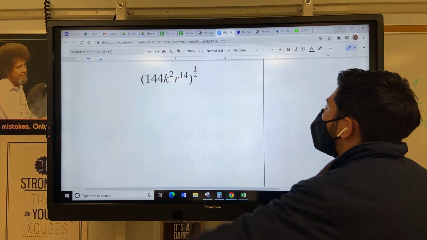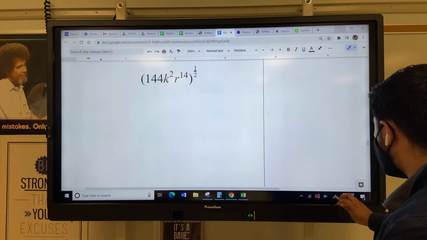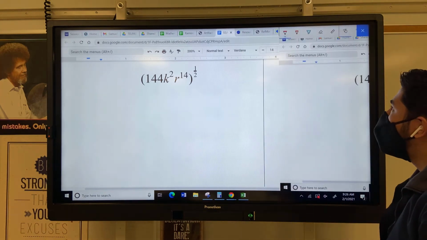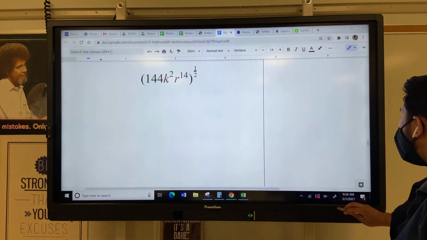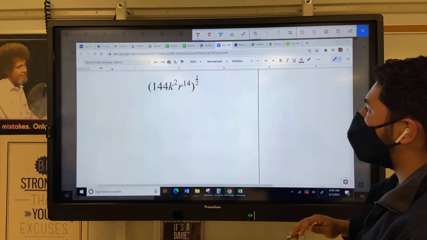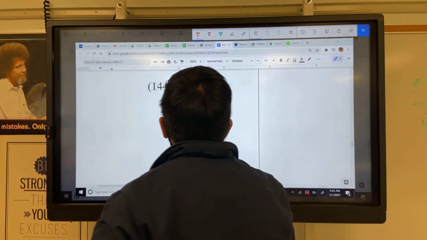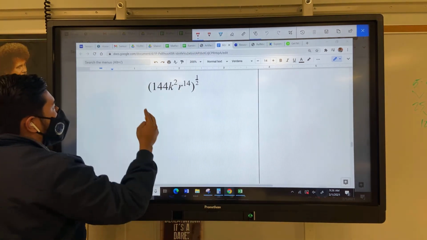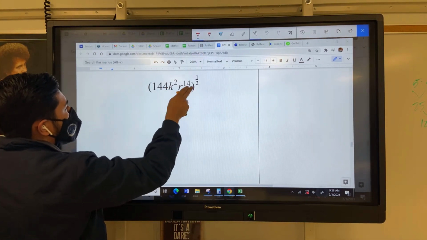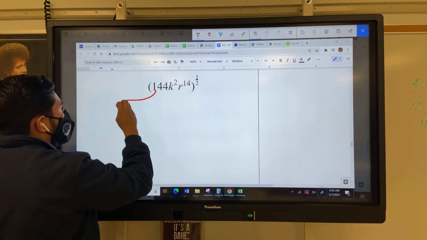Next example. We can have fractions as exponents, but don't be afraid. Just do the same thing. So we're gonna break this up. There's 3 parts right here. I have the coefficient and 2 variables. So I'm gonna break it up into 3 parts.